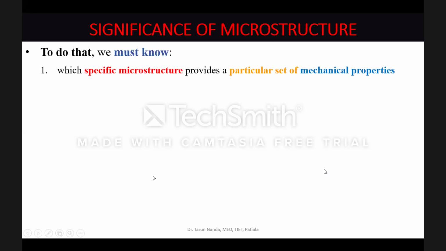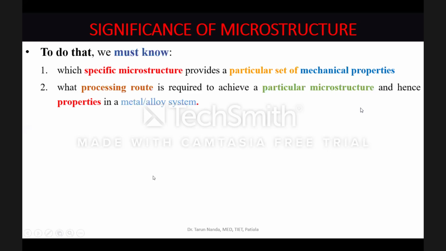So we must know which particular microstructure provides what particular set of mechanical properties. See, this knowledge is important. If you wish to have control over the mechanical properties of a material system, first of all, you should know which type of microstructure results in which type of properties. And then secondly, students, you must know which type of processing route would get me that peculiar microstructure which I am desiring, and hence desirable properties in a metal system. So you need to know two things.